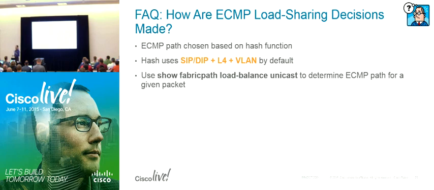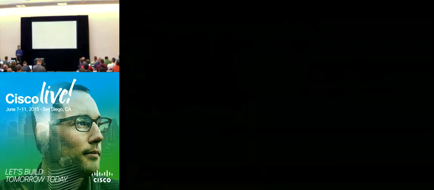By default, we use a 5-tuple hash function that includes source IP, destination IP, source layer 4 port, and destination layer 4 port, and that can be either TCP or UDP. And on top of that, we also use VLAN ID to help us with picking one of the available paths. Now, if you need to figure out what path a given traffic with a particular set of values would take, you can use this command, show fabricpath load-balance unicast, and it's going to tell you which of the links it's going to pick.